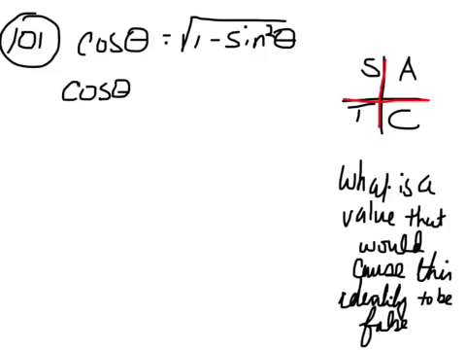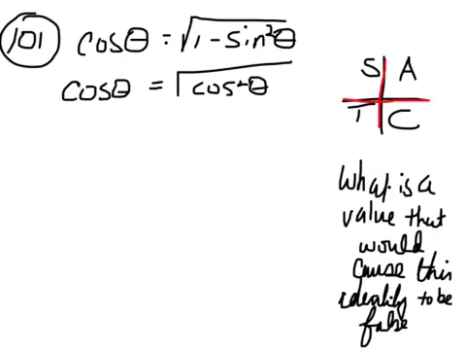Cosine theta, they're basically saying this is an identity. And if you think about it, it makes sense because 1 minus sine squared is cosine squared theta, right? So it would make sense that if I took the square root of cosine squared theta, I would get cosine theta. You might think it would always be true, but it comes down to the signs.